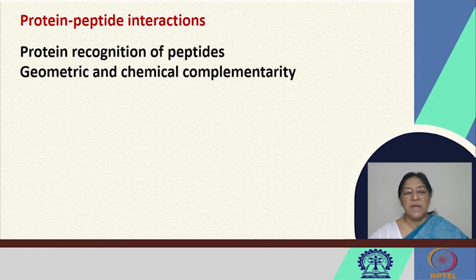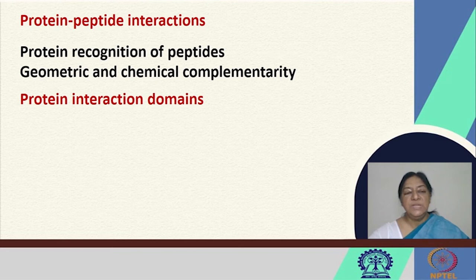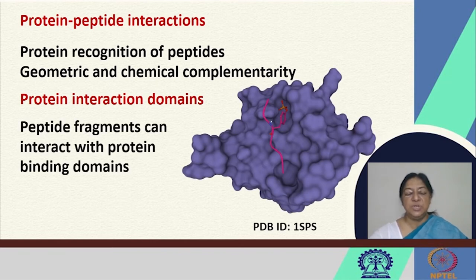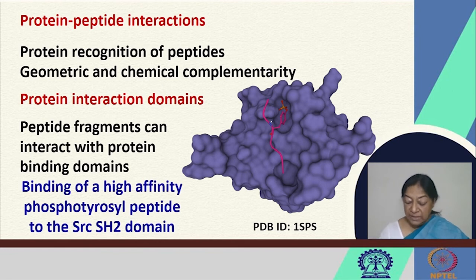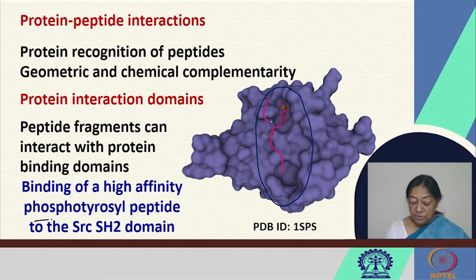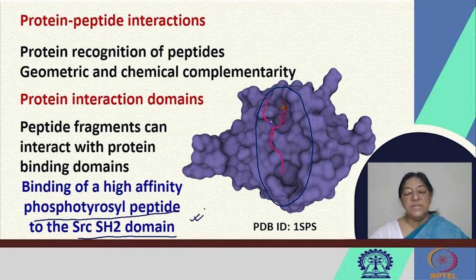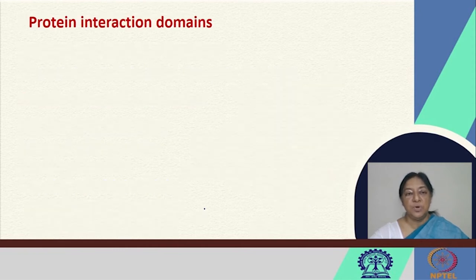In protein-peptide interactions, we therefore have the protein recognition of these peptides. And as we looked at previously in protein-protein recognition interactions, they involve a geometric and a chemical complementarity. So the protein interaction domains, as we see in this picture, can have peptide fragments that interact with the protein binding domains. Here we have the binding of a high affinity phosphotyrosine peptide to the Src SH2 domain, something that we discussed in a previous lecture. The cavity or the cleft that holds this peptide in the specific protein domain is required for the specific interaction to occur for the function of the protein to progress.